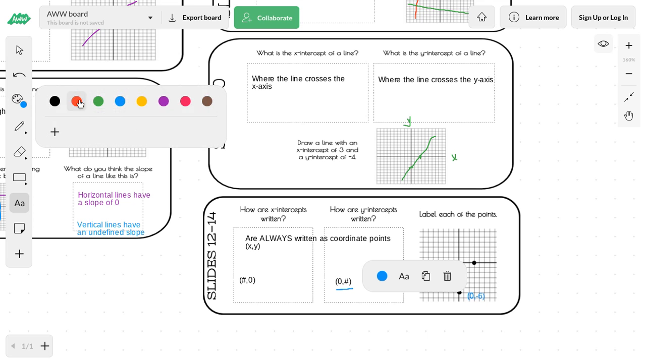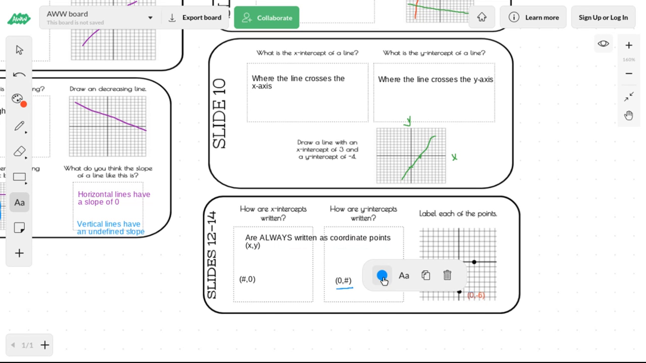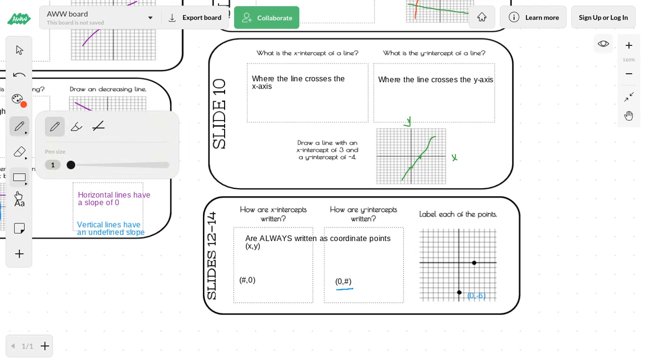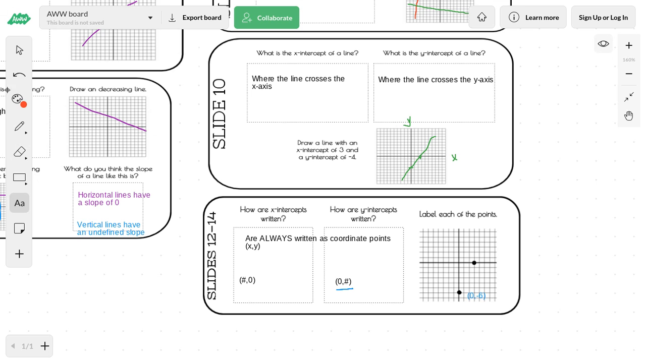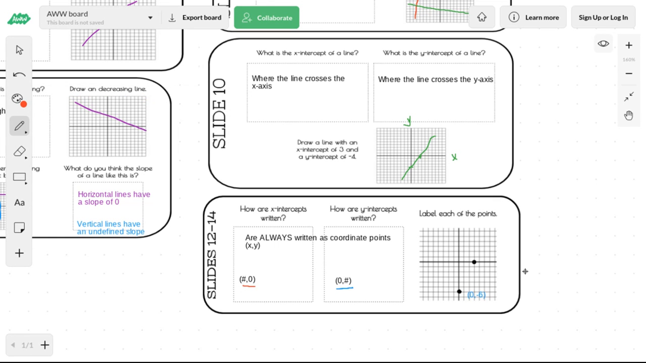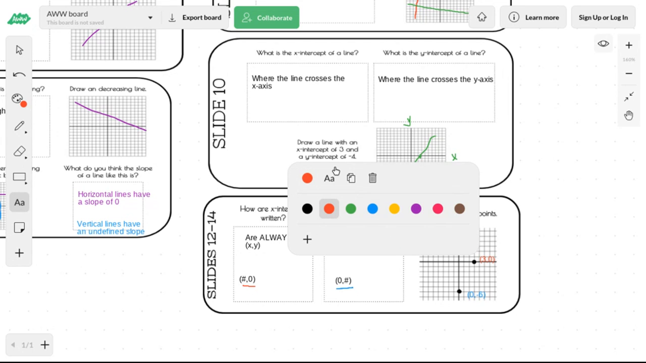So now I'm going to do my x-intercepts in red. And so the x-intercept is where it crosses right here. And again, I'm going to count over to the number, which is 1, 2, 3. And then I'm not going up or down any, so that's 3, comma 0. And that is our x-intercept.